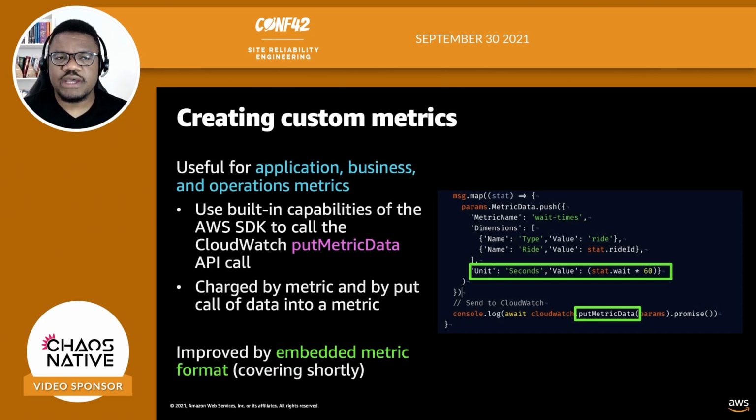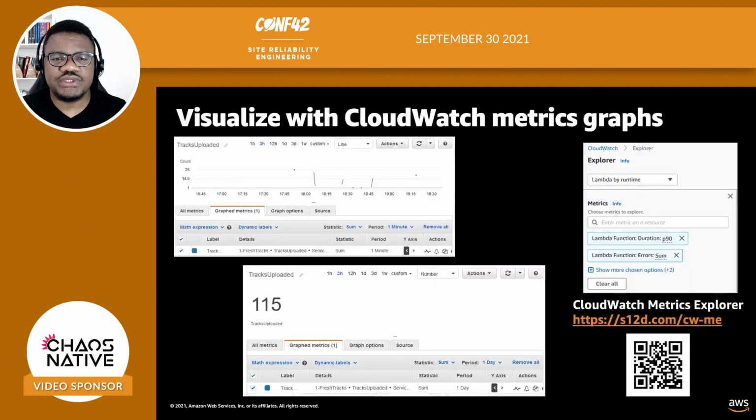We've also got the embedded metric format, which I will cover a little bit more shortly, as a different way to do this. So you can also visualize your custom metrics on CloudWatch. You could say this is a metric that tracks uploads to your system. And you'll be able to visualize the line graph of that metric, or you can also view it via numbers. We've also got what we call the CloudWatch Metrics Explorer, which lets you drill down to your metrics based on the properties and tags of those metrics as well.